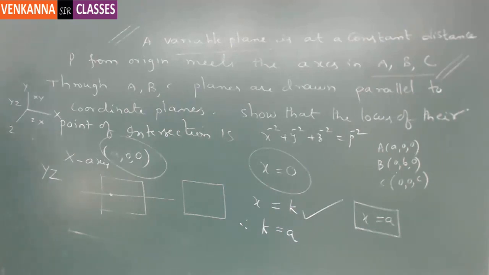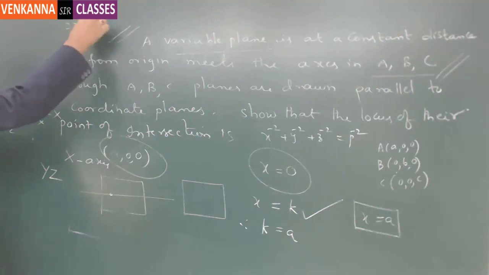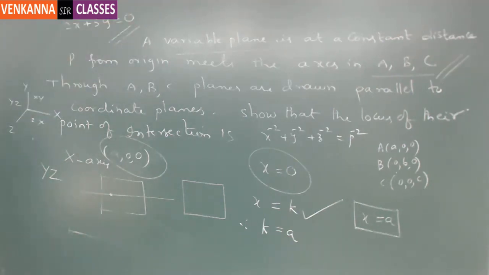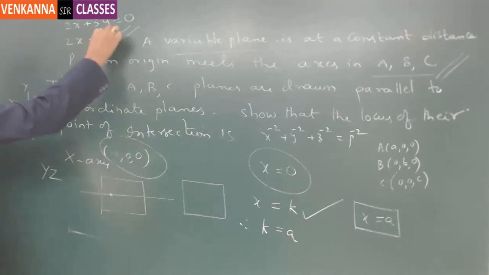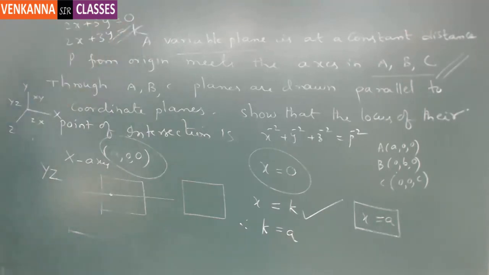It is just like, suppose I take a line equation, say 2x plus 3y is equal to 0. If you want to write a line equation which is parallel to this one, it is nothing but 2x plus 3y is equal to k. Accepted?